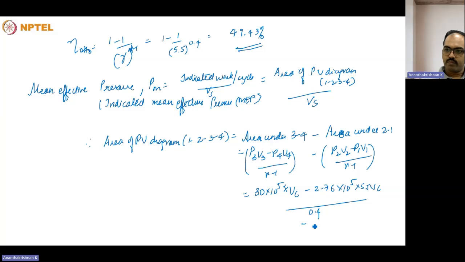Similarly, P2 V2 minus P1 V1 is equal to 10 point. We know the pressures into compression volume, V2 and V1 will be 5.5 times compression volume divided by 0.4. So this will give us 23.6 into 10 power 5 into clearance volume.